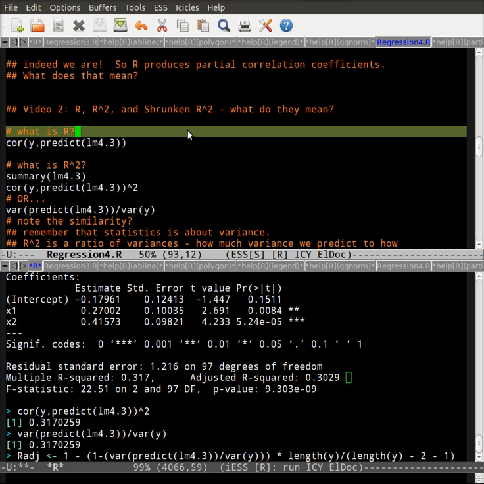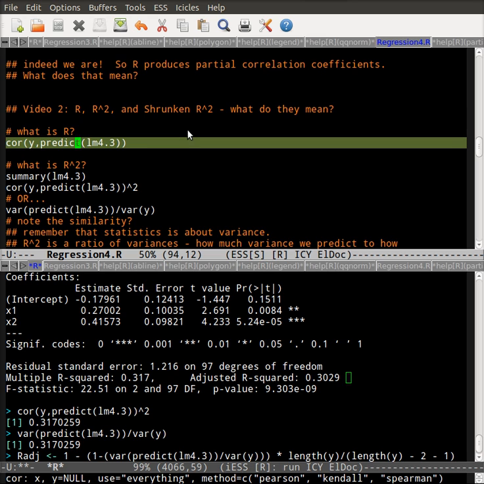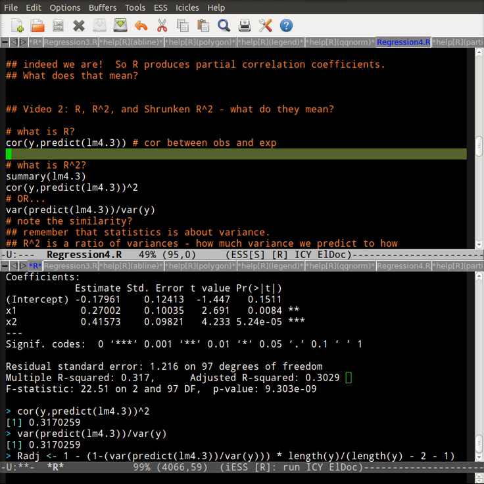To begin with, I want to talk about R. What is R? R is simply the multiple correlation. Similar to little r, which is a correlation between two variables, big R, capital R, is the correlation between the y observed and y expected. So I'm just going to put a note here: the correlation between observed and expected. And that correlation gives us R.